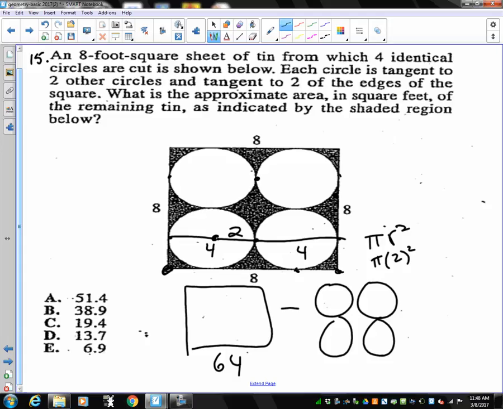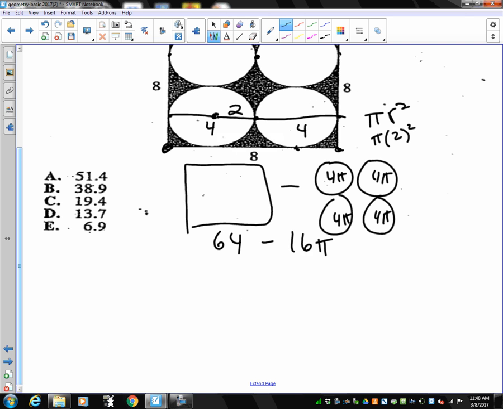So each circle here would be 4 pi. If each of the circles are 4 pi, all of them together here would be 16 pi. Now this time, you'll notice that the ACT doesn't always give the answers in terms of pi. They're in decimals, so really all I have to do is type in my calculator using 3.14 for pi, or the pi button. Since you're supposed to be able to do the ACT without a calculator, you don't have to use the pi button. I'm just going to say 64 minus 16 times 3.14, and we get 13.76, and that's probably the closest one to it there.